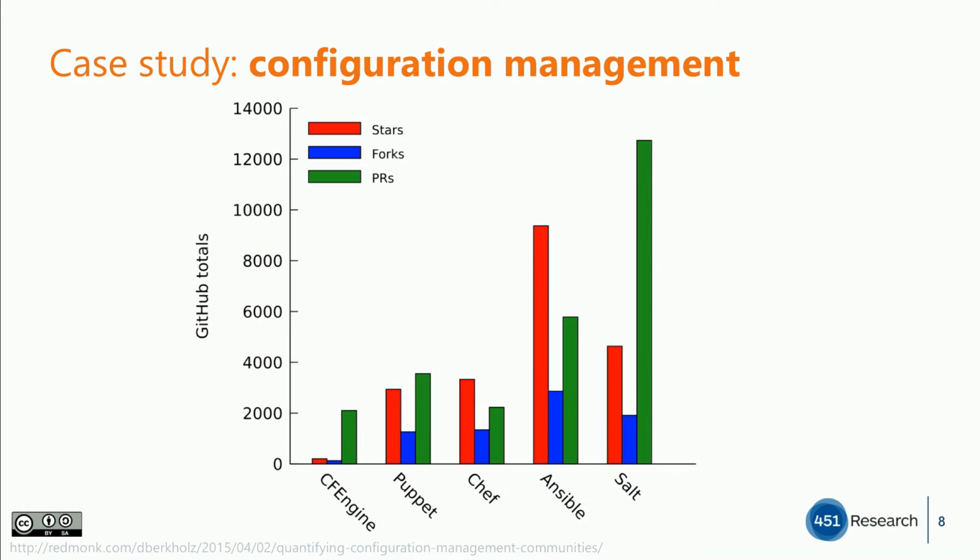Here's one other example where I learned something about that. I was looking at config management, GitHub stars, forks, and pull requests over time, and saw some pretty puzzling stuff. So if you look here, you can see on the right, you've got Salt with some insane number of pull requests. And this is one of those things where once you get the data, you have to dig into it to understand all the weird stuff about it before you come out with what it means.